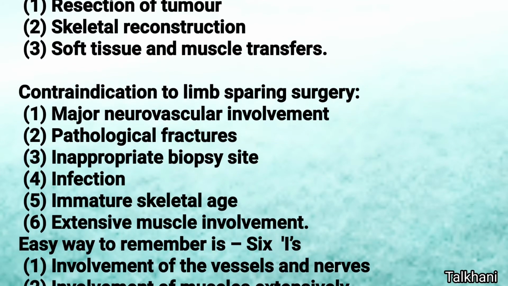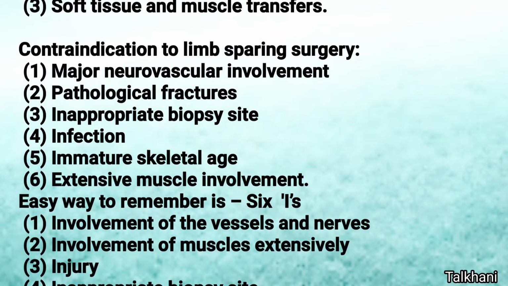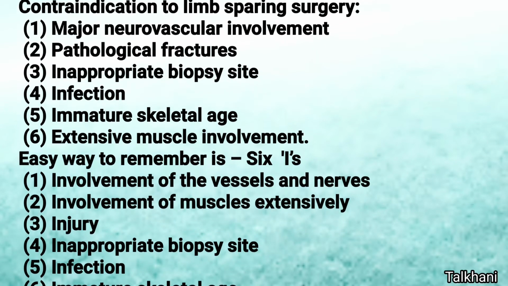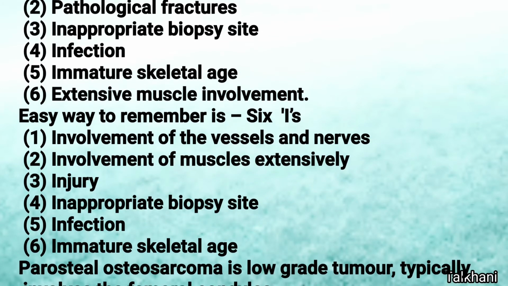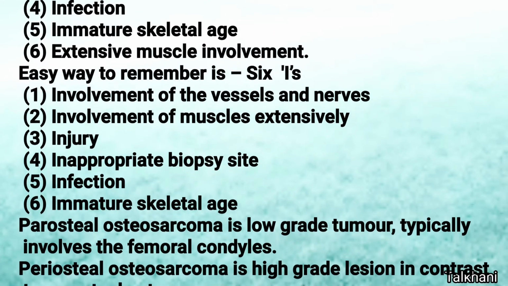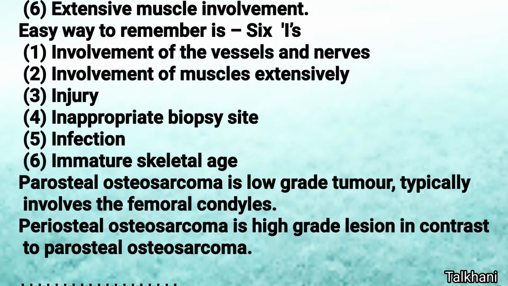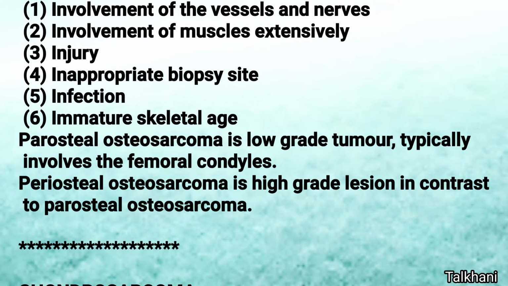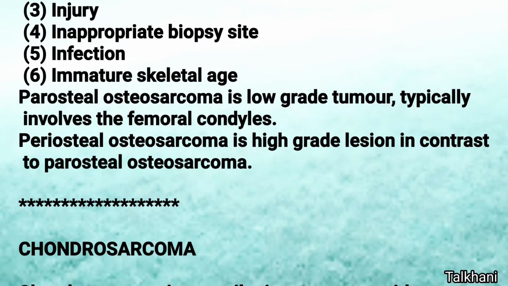Contraindications to limb-sparing surgery are: number 1, major neurovascular involvement; number 2, pathological fractures; number 3, inappropriate biopsy site; number 4, infection; number 5, immature skeletal age; number 6, extensive muscle involvement. Easy way to remember this is 6 eyes. First eye is involvement of the vessels and nerves. Second eye is involvement of muscles extensively. Third eye is injury. Fourth eye is inappropriate biopsy site. Fifth eye is infection. Sixth eye is immature skeletal age.